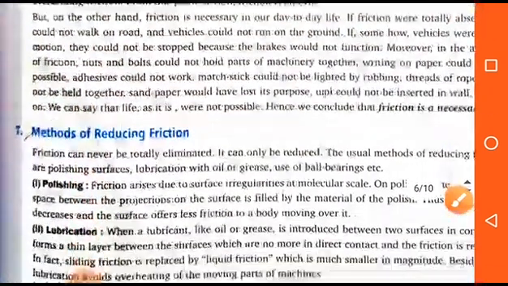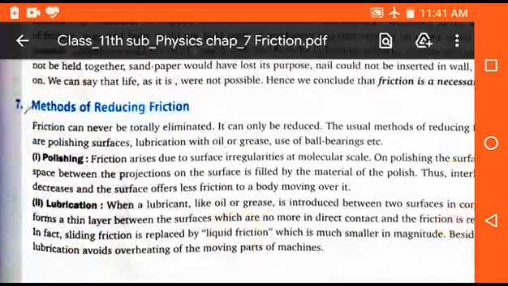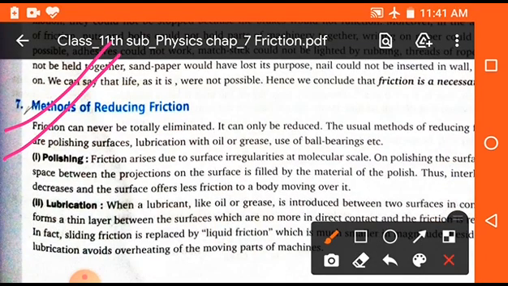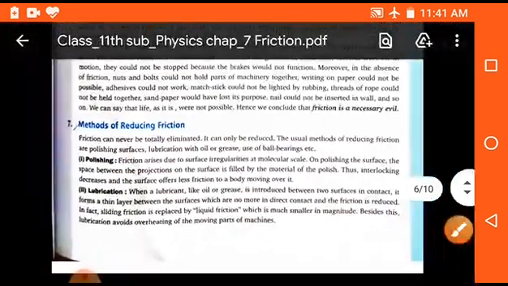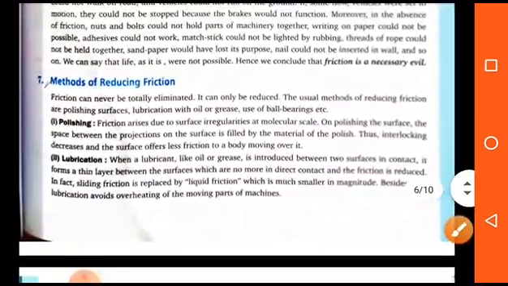Now, methods of reducing friction. So how can we reduce friction? There are some methods for reducing friction. First is polishing. Friction arises due to surface irregularities at the molecular scale. On polishing the surface, the space between the projections on the surface is filled by the polish. Thus, the intermolecular distance decreases and the surface offers less friction to a body moving over it. So with the help of polishing, we can reduce the frictional force produced in the machinery part.